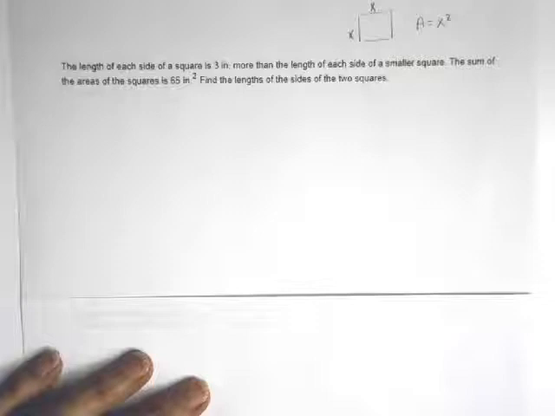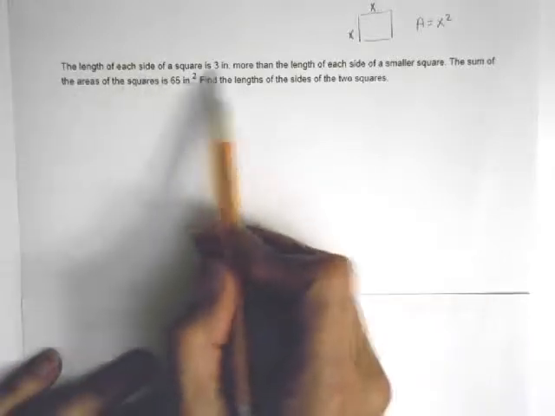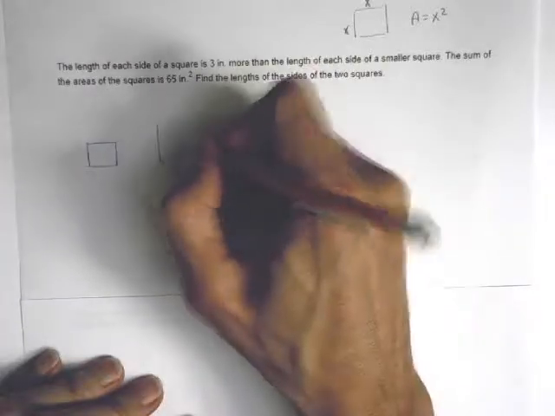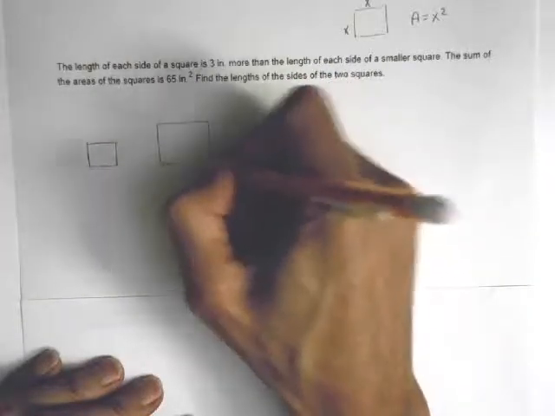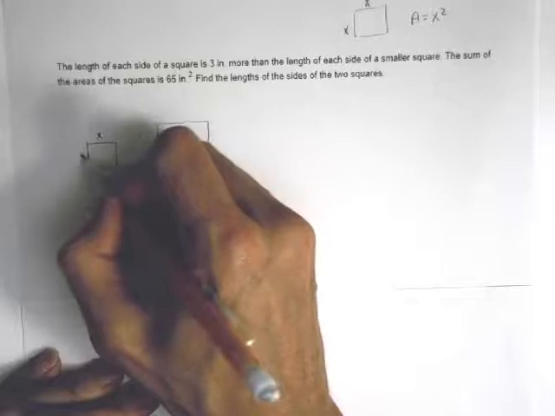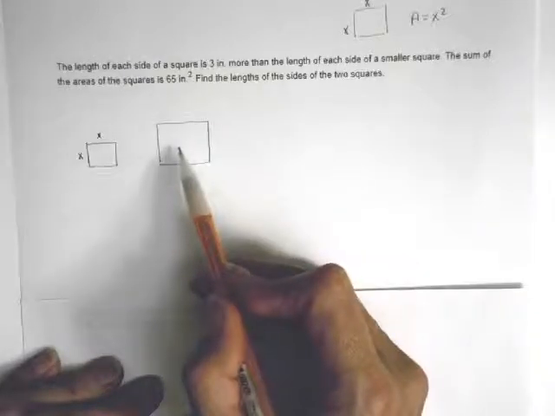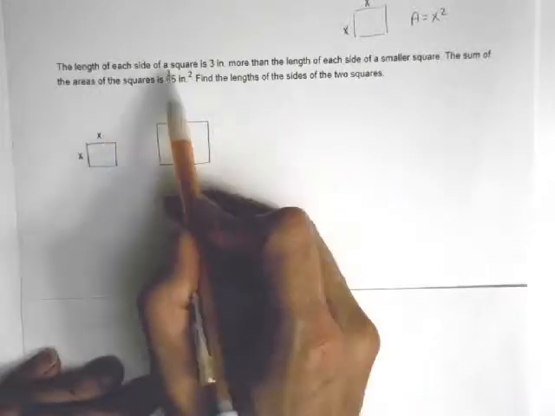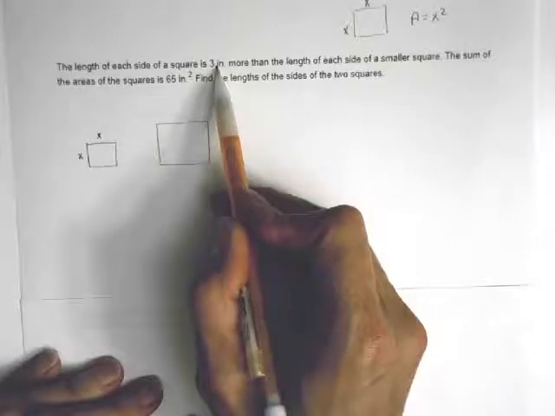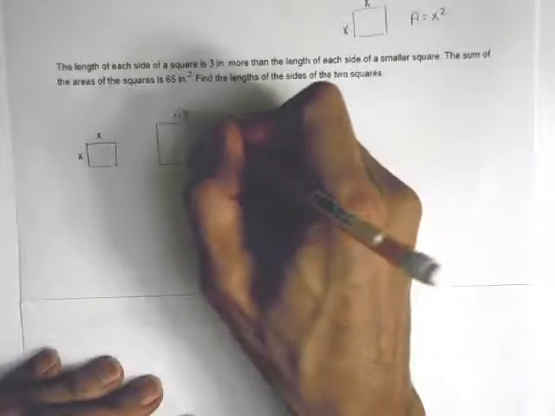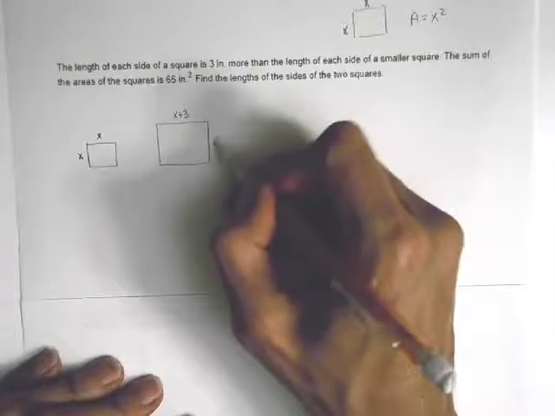In this particular case, you actually have two squares. The length of each side of a square is 3 more than the length of each side of the smaller square. So we have a smaller square, which we don't know how big it is, but we have a bigger square. In the smaller square, we don't know how big each side is, so I'm going to call this side x and this side x. And this one, we don't know how big it is either, but we know how big it is in relationship to this one. It says that the length of each side is 3 inches more than the length of the smaller square. So if this side is x, this side is x plus 3. And if this side is x, this side is x plus 3.